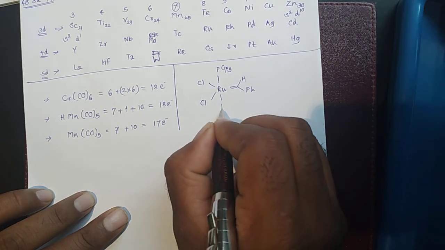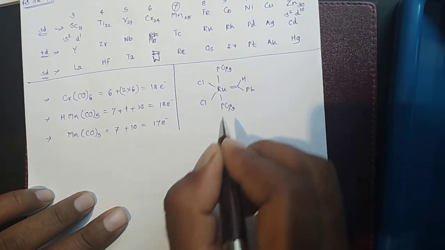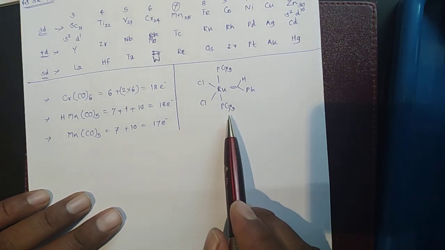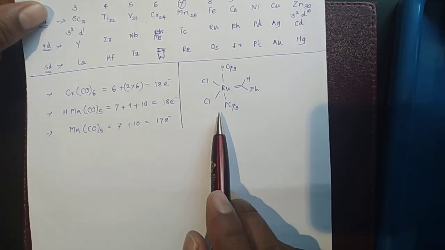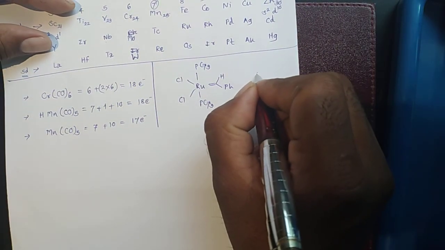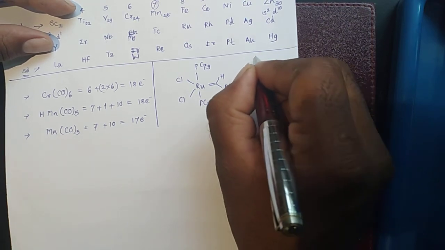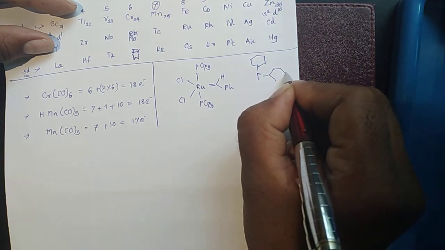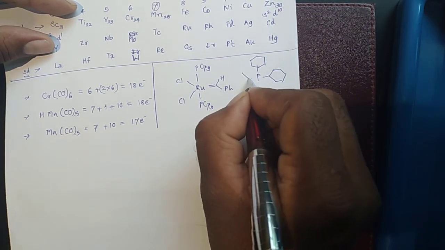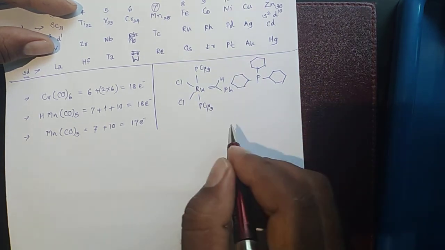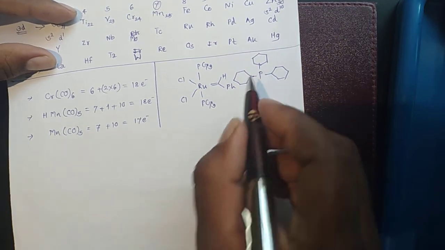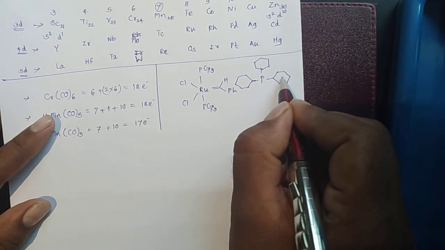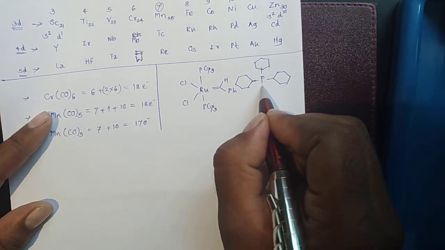Phosphorus, phosphorus cyclohexyl, tricyclohexyl. This phosphorus group has three cyclohexyl groups, not benzene rings, cyclohexane groups. This is PCy3.